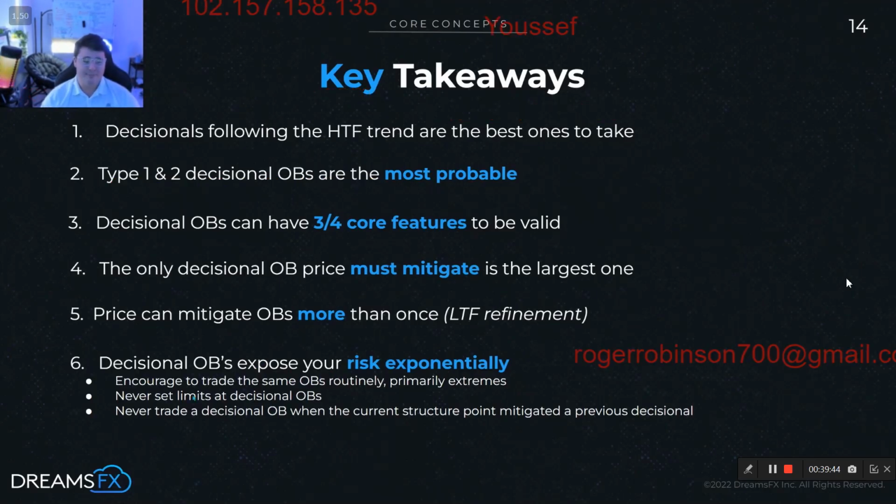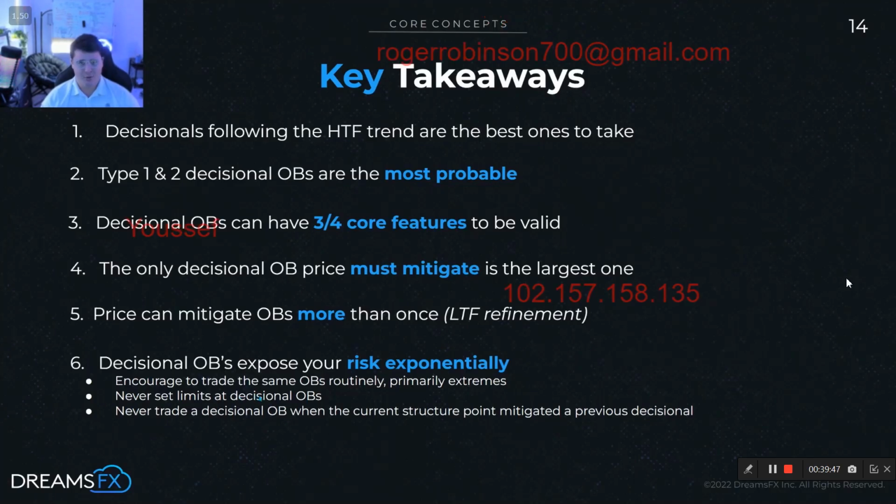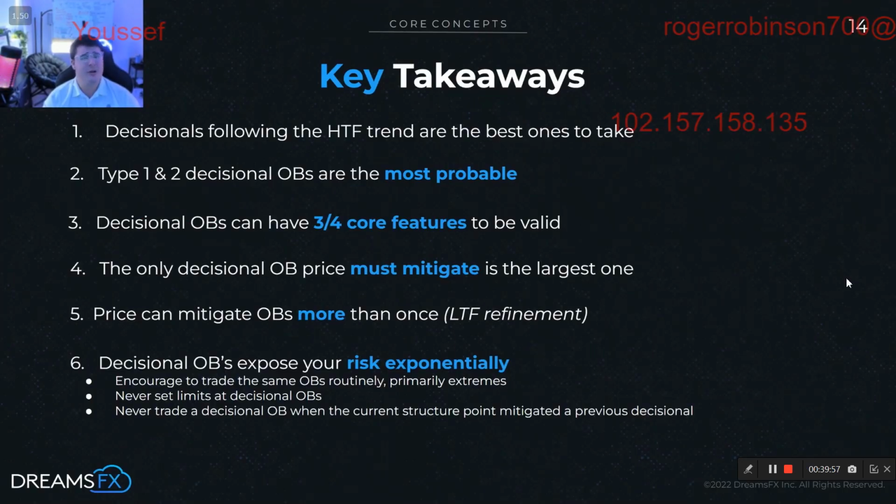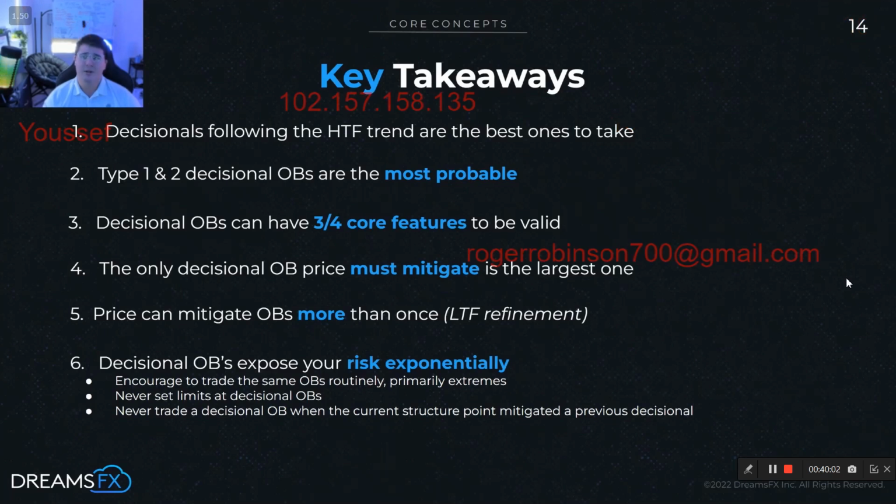Another key point, never set limits on decisional orders. If you're going to set a limit, only set it on an extreme. That is it. And only a few pips before. We haven't even talked about entries yet, but because it's relevant to decisionals, never set a limit on a decisional, because you can have a couple different decisionals and you might not know which one it is. So what do you do? Set a limit on both? No. Maximize your time, maximize your money.